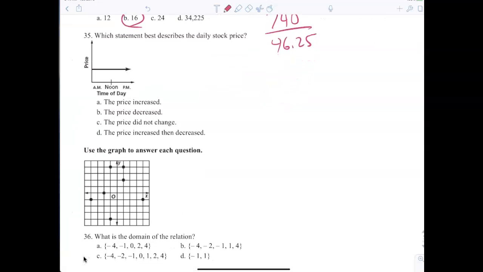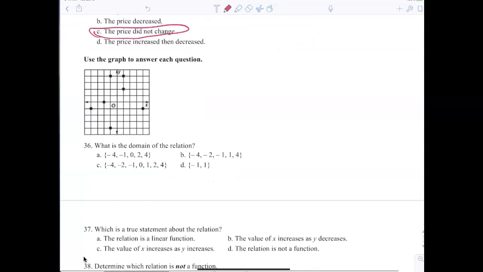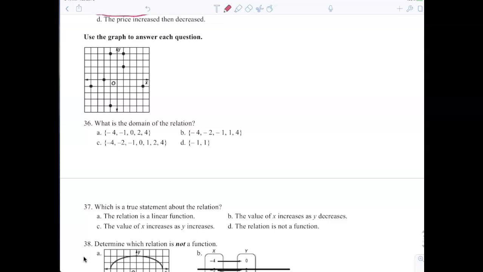All right, so which statement best describes the stock price? What is it? The price did not change. That is correct. All right, the price did not change. Now again, practicing the domain. Same questions. If you notice as we're going through here, they just kind of repeat.